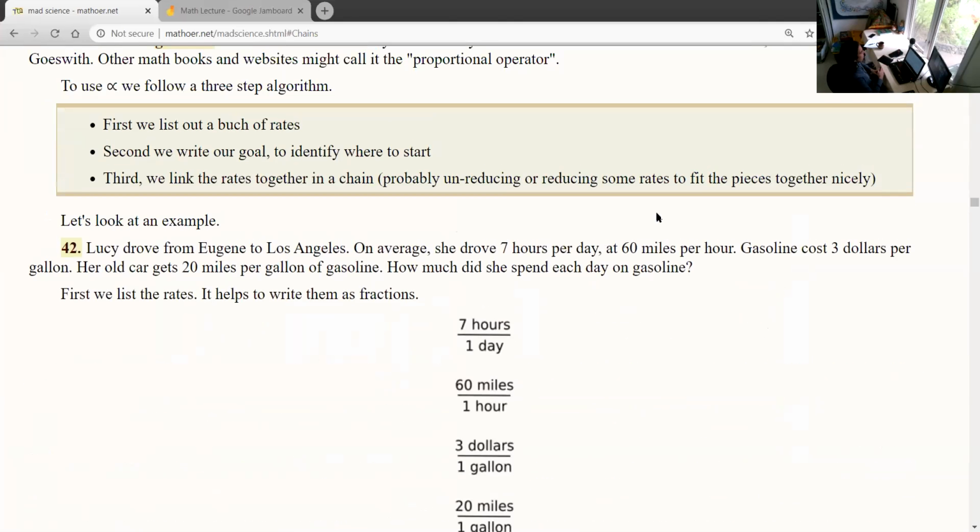Okay, first we're going to list out a bunch of rates. We're using the goes with operator because there's things we do with rates that we don't do with a single number. For single numbers, even if it's a fraction, we tend to just do the normal arithmetic. We add and subtract and multiply and divide. But with rates, we're going to put them together in a new way.